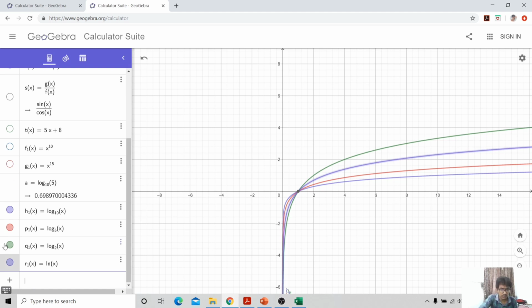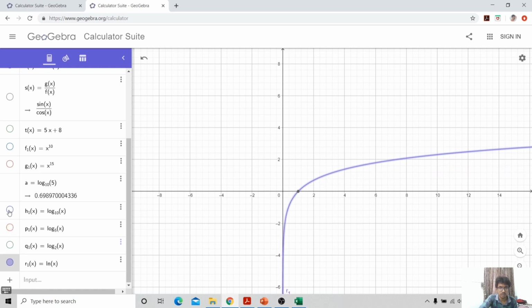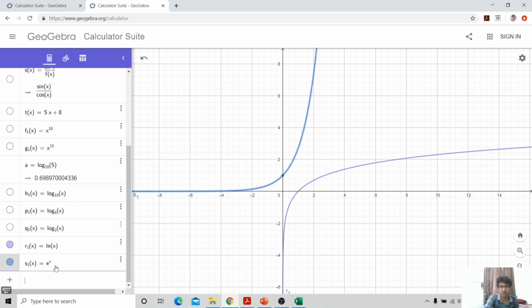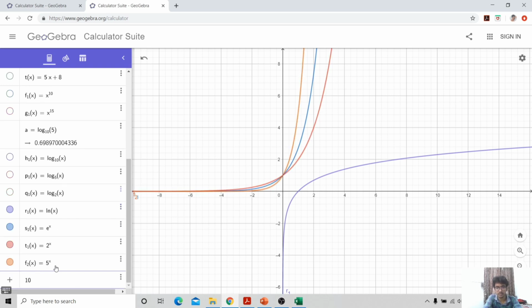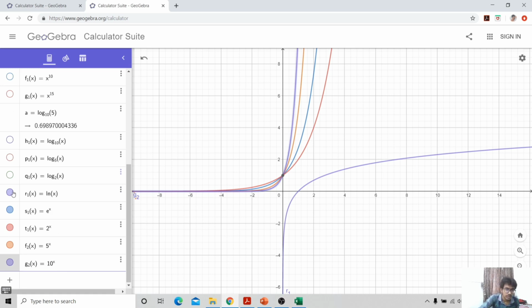Let me turn off the graph so that you can see this graph. Whenever you have these kinds of logarithms, you can define the inverse of these functions as well. How are we going to define it? For the natural logarithm ln of x, the inverse is going to be e power x, and this is what we call the exponential function. Log with base 2 will give you 2 power x, and similarly others would give you 5 power x and 10 power x, right? These are examples of exponential functions.